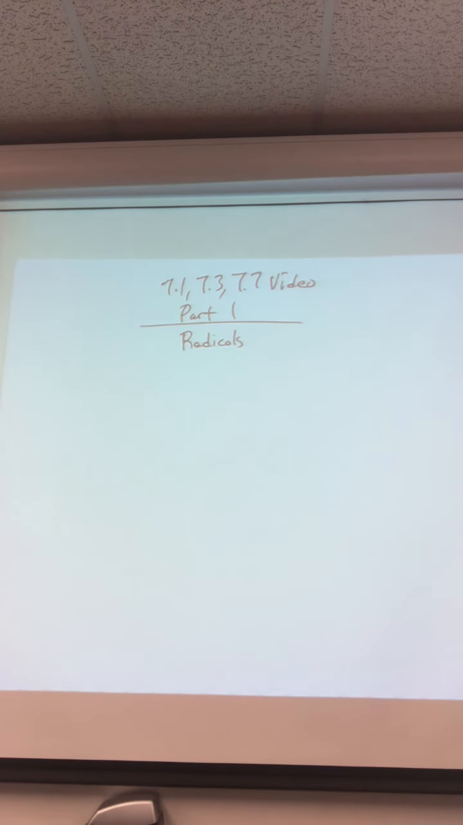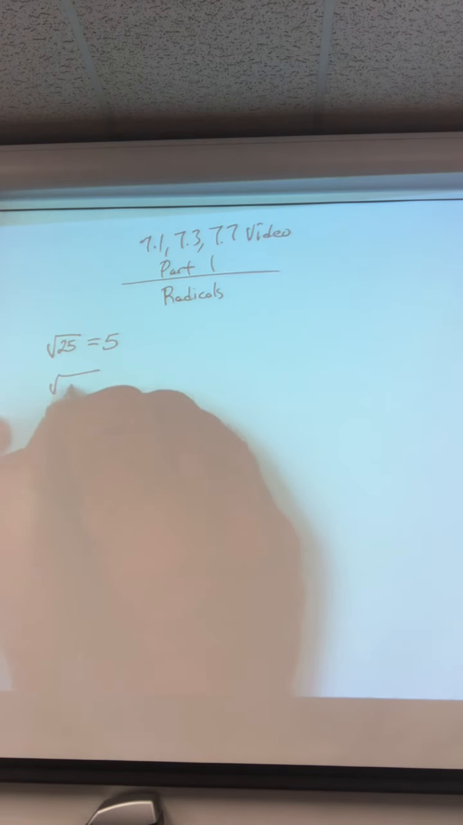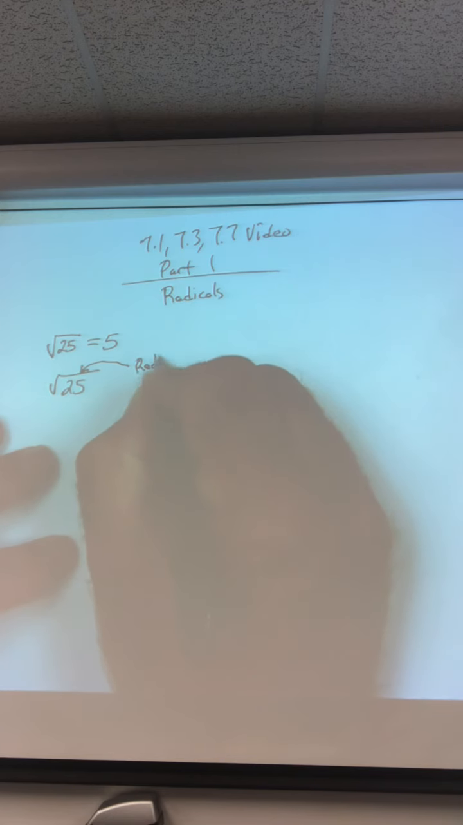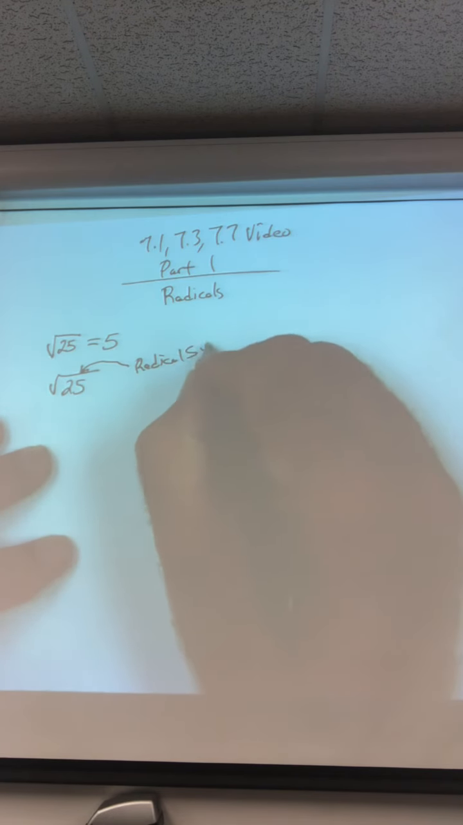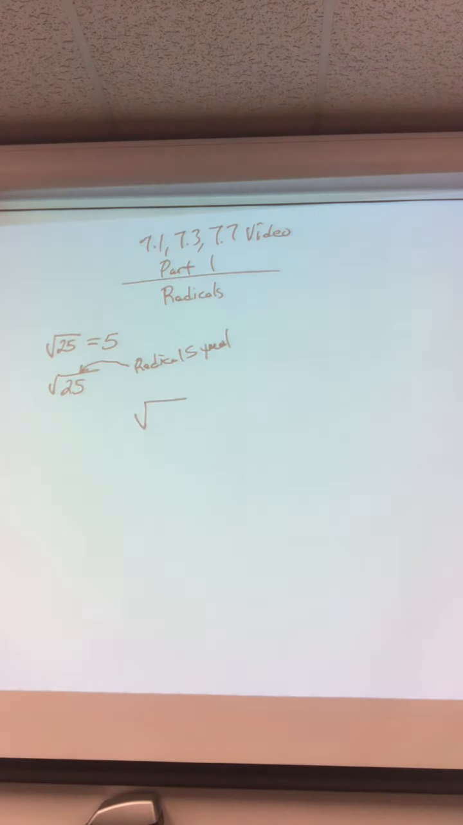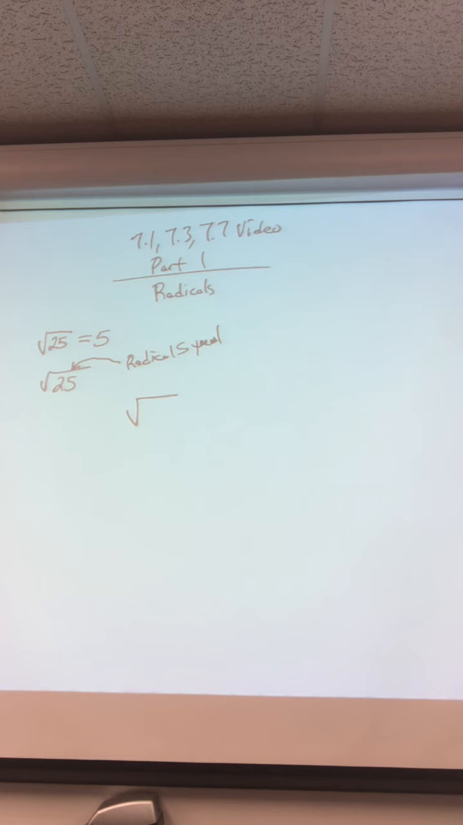Now, you've heard me use the word radical in here before, but let me talk to you just a second about something we've already talked about. If I ask you what is the square root of 25, that's 5. Now, when you see square root of 25, this symbol right here is called the radical symbol. So it's the thing that looks like this. That's your radical symbol.